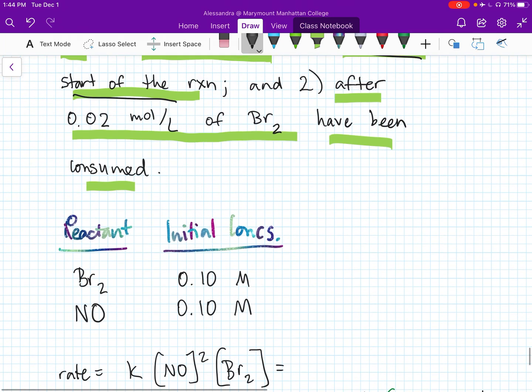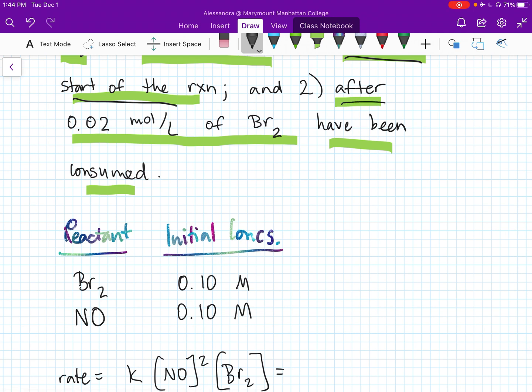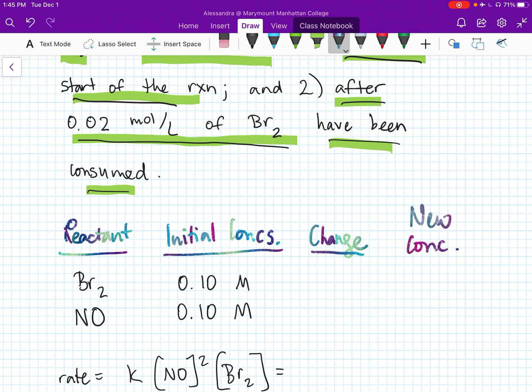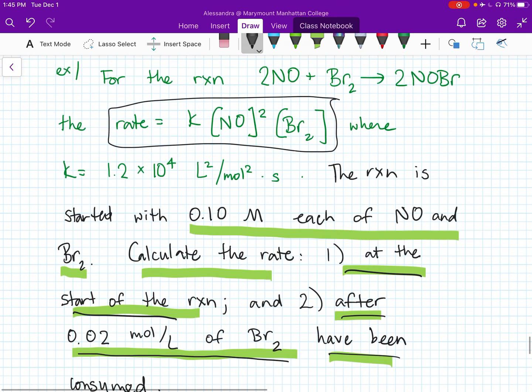We also want to figure out what the rate is after 0.02 moles per liter of bromine have been consumed in the reaction. So we started out with 0.1 molar concentration. Let's figure out what the change is and what the new concentration is after the consumption of 0.02 moles per liter of bromine. So we're losing 0.02 molar of bromine. And now I need to look at the stoichiometry of the reaction.